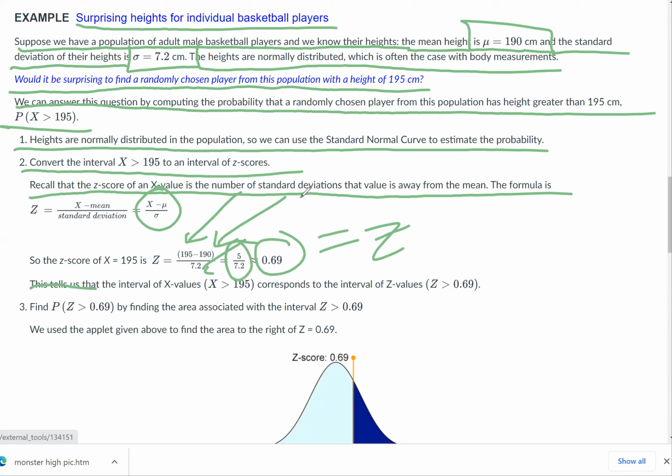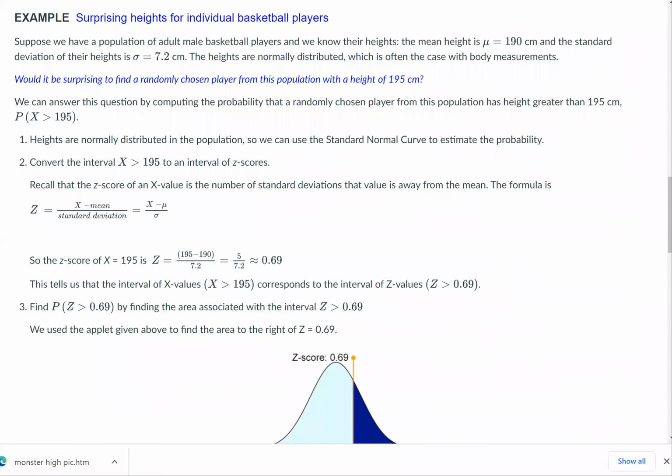This tells us that the interval of x values, x greater than 195, corresponds to the interval of z values, z greater than that z-score we calculated, 0.69. So the area beneath the curve for the interval of x values should be the same as the area under the curve for that interval of z-scores. And we have that standardized, so we know how to do that with the applet. So let's scroll down and look at that applet here.